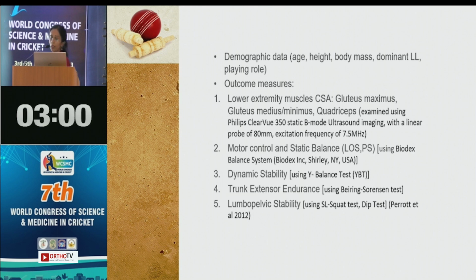For the lumbopelvic stability in this particular data collection, we have taken two tests. One is the single limb squat test and the other is the dip test. There is a diagnostic rating criteria developed by Parrott et al. They have described a few criteria depending on weight distribution or the lumbopelvic stability of the particular region that we are talking about, and they have given an overall impression. So I've included an overall impression for this test itself.